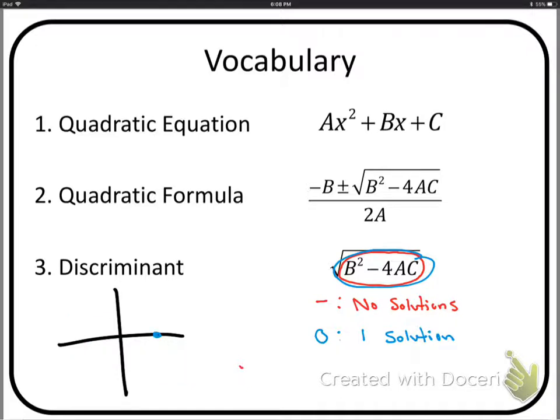And our final outcome is that the discriminant can turn out to be positive. So this can turn out to be the square root of a positive number, which means we have two solutions. And our graph would look something like this, where we have two x-intercepts, either opening up or the other way around.